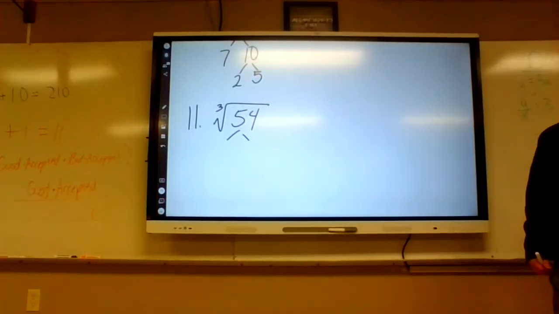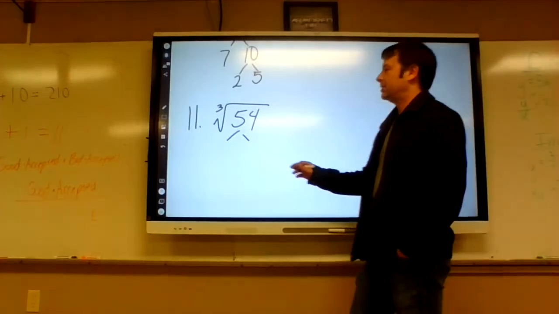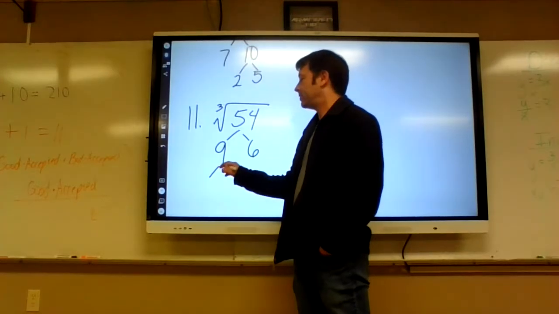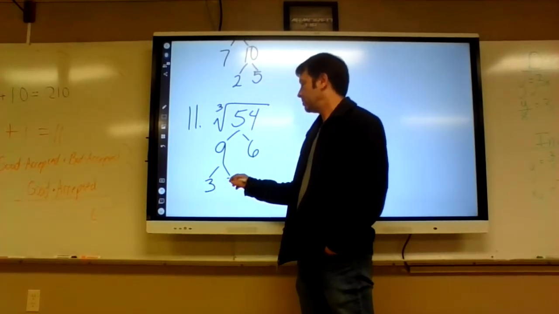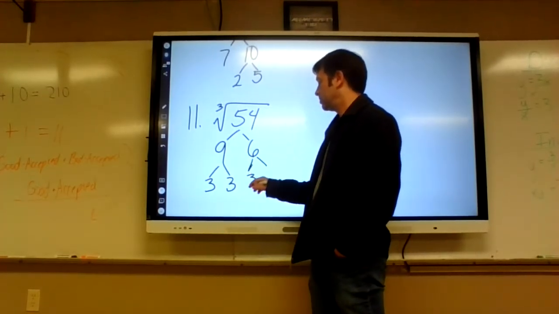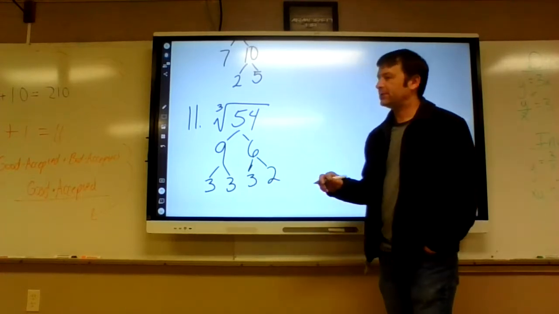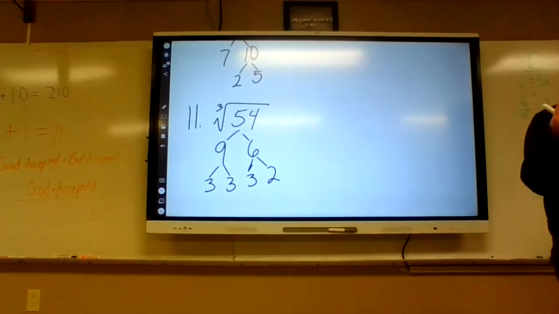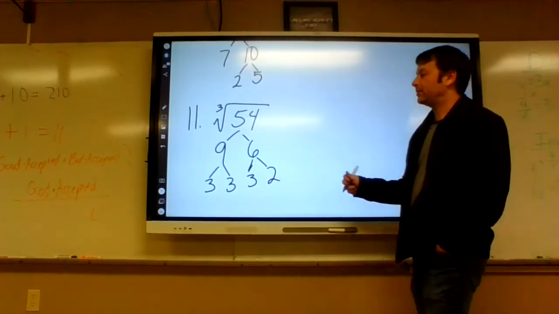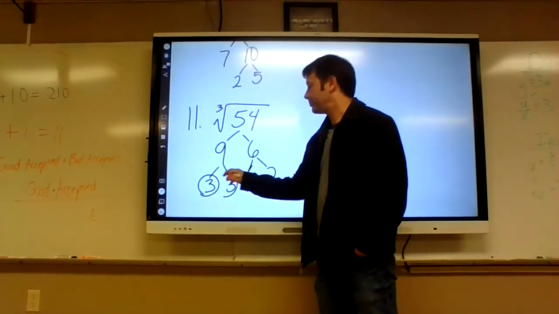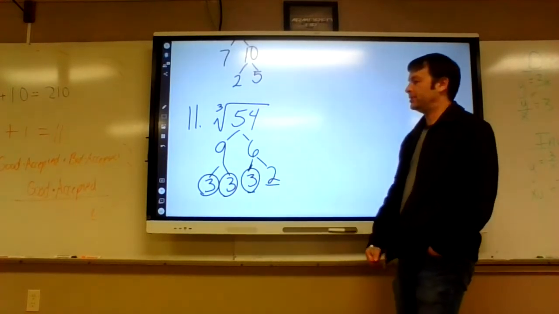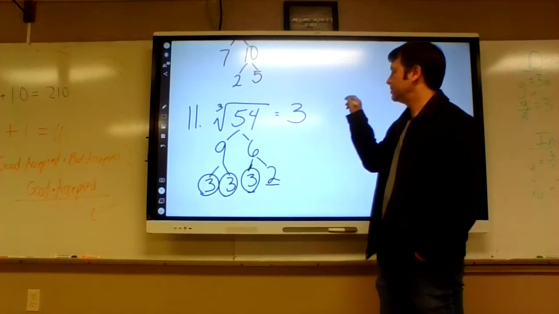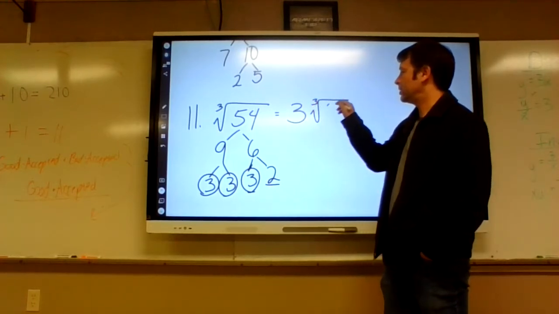Alright, what goes into 54? Yeah, I accidentally put this one at the beginning. You guys probably forgot what it was, though. It was like all 3s. Okay, so because we're doing a cube root, it takes a triple for it to come out. So we have a triple 3, so the 3 is coming out and the 2 is left behind. So it's 3 cube root of 2.